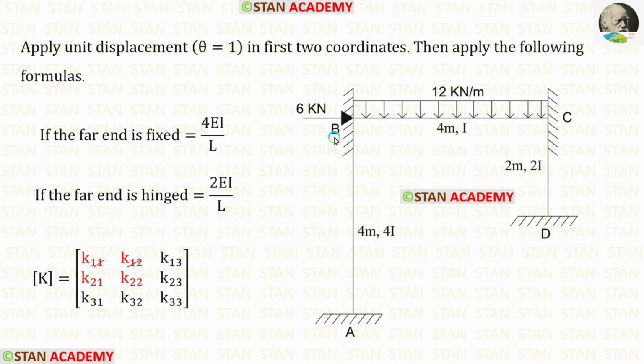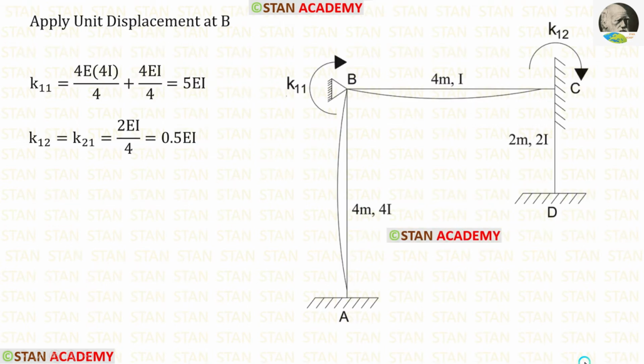Our first coordinate is in the point B. So in the point B, we have to apply unit displacement. In the point B, there was a fixed support, but when we apply unit displacement, we can assume that it becomes a hinged support. Now let us find K11. For that, from the point B, we have to look at other ends. In the end A, there is a fixed support.